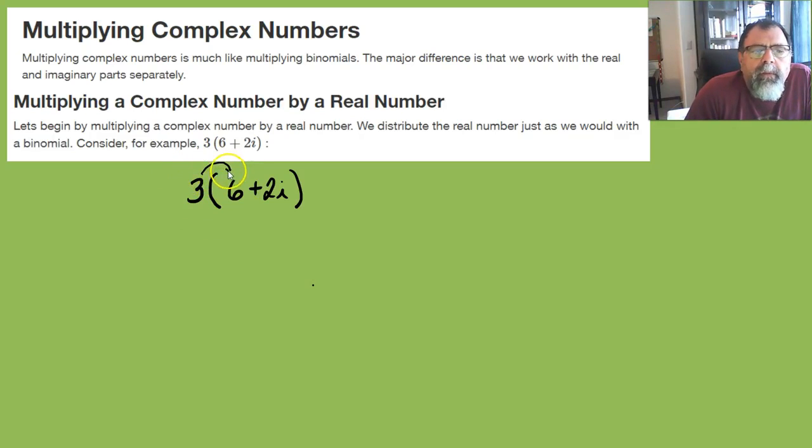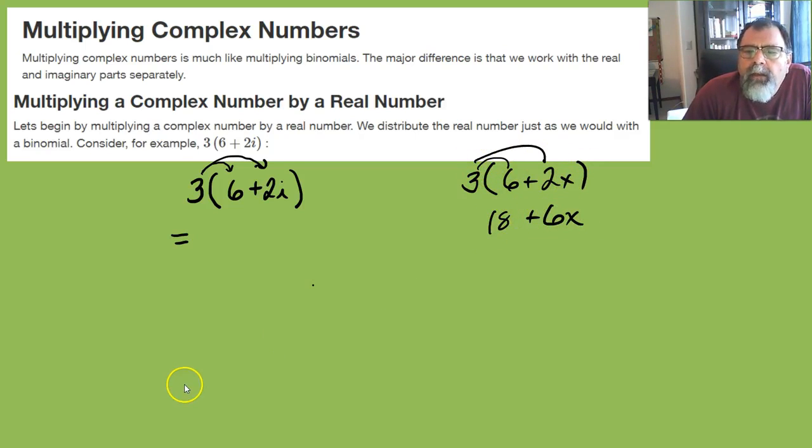you're just going to distribute. Just for a moment, think of it as an algebraic expression. Like if I gave you 3 times 6 plus 2x, you would have no problem saying, oh yeah, you just distribute: 3 times 6 is 18, 3 times 2 is 6, and then you just leave the x there. Well, that's exactly how you multiply this. So 3 times 6 is 18, 3 times 2i is just 6i. And then you can see this is in the complex form, a plus bi. And that's as simple as that.